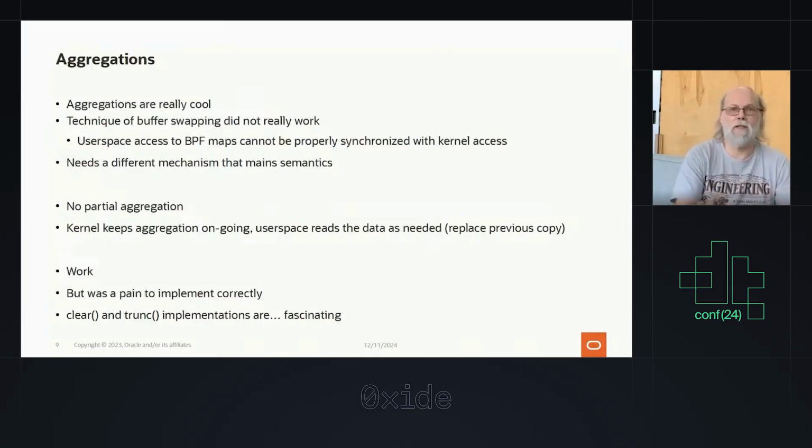That has some impact on how short-lived the aggregation data in the kernel can be. So the footprint in the kernel for memory usage is going to be higher. But we felt it was more important to actually have accurate data than to minimize the footprint. So it works. It was still difficult to get done. And clear and trunc are fascinating implementations. If anybody wants to look at our source code and see how we did that, I would definitely suggest it might give you some very good nighttime reading.